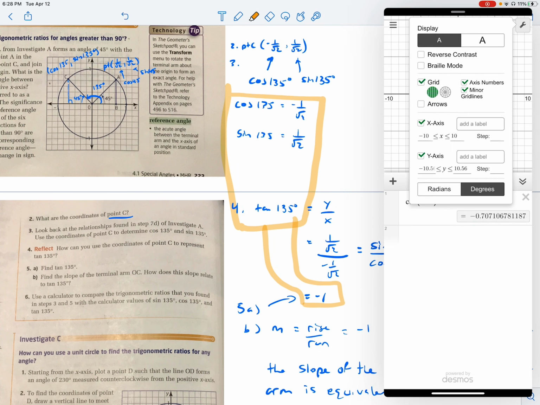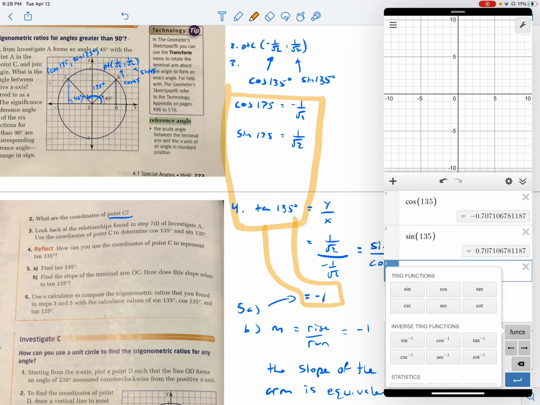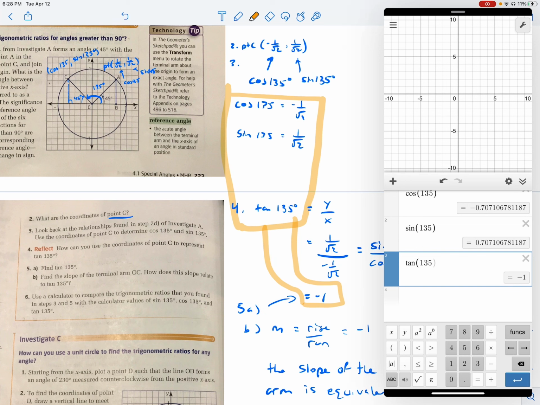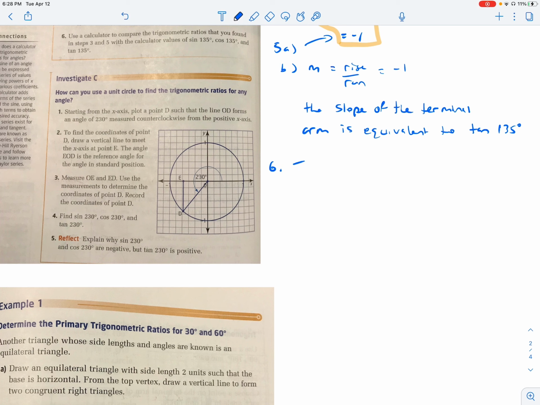Make sure we're in degrees. There we go. Sine of 135, this one will be positive because the y value is positive. Yeah. And tan, we should see negative 1. And we do. So we can see they're the same. The calculator values match our answers from the unit circle and triangle.